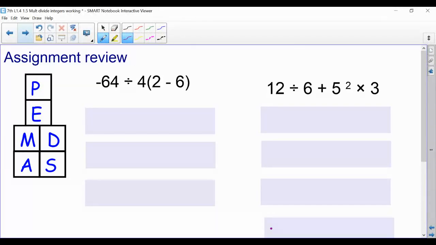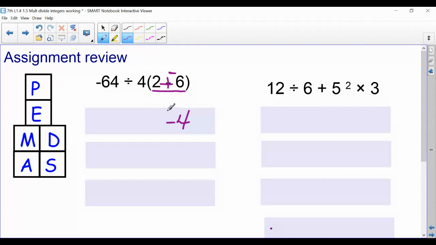Then we had to solve two problems. This one says negative 64 divided by 4 times the difference of 2 minus 6. Looking at our orders of operations, we have parentheses in here. We have 2 minus 6. We can change that to add a line, change the sign. Different signs find the difference. So 6 minus 2 is 4. Answer gets the sign of the larger value. So this is negative 4.